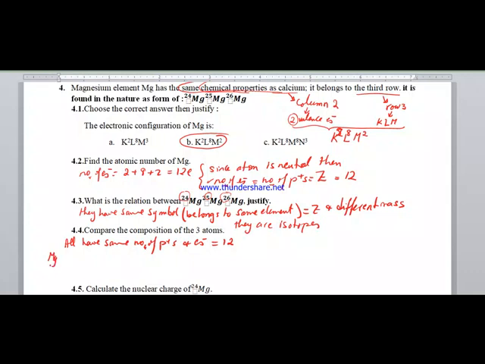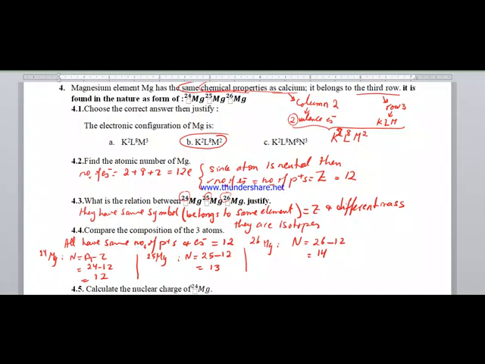In the first isotope, magnesium 24, applying the relation N equals A minus Z, we get 24 minus 12, equal to 12. For the second isotope, magnesium 25, N equals 25 minus 12, equal to 13. For the third isotope, magnesium 26, the number of neutrons equals 26 minus 12, the atomic number, which is 14.